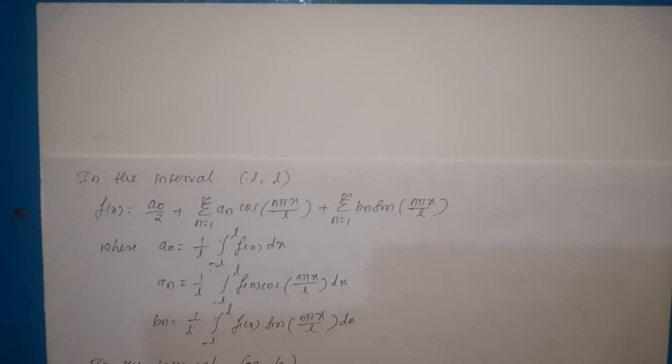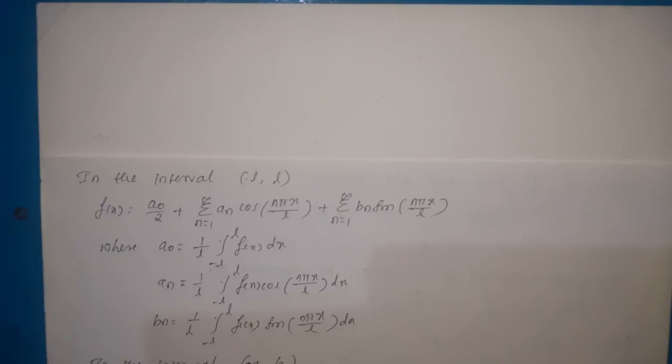So therefore these four are the main series in the period 2L, and if the interval is a to a plus 2L, minus L to L, 0 to 2 pi and minus pi to pi. So these are in particular.